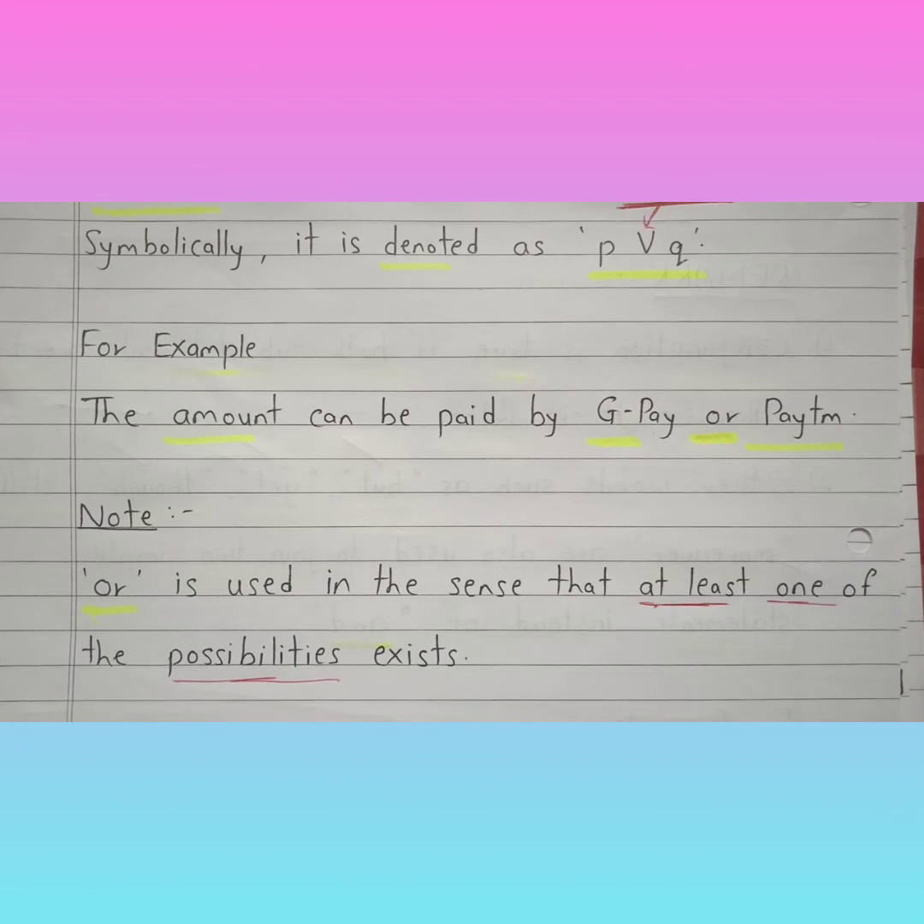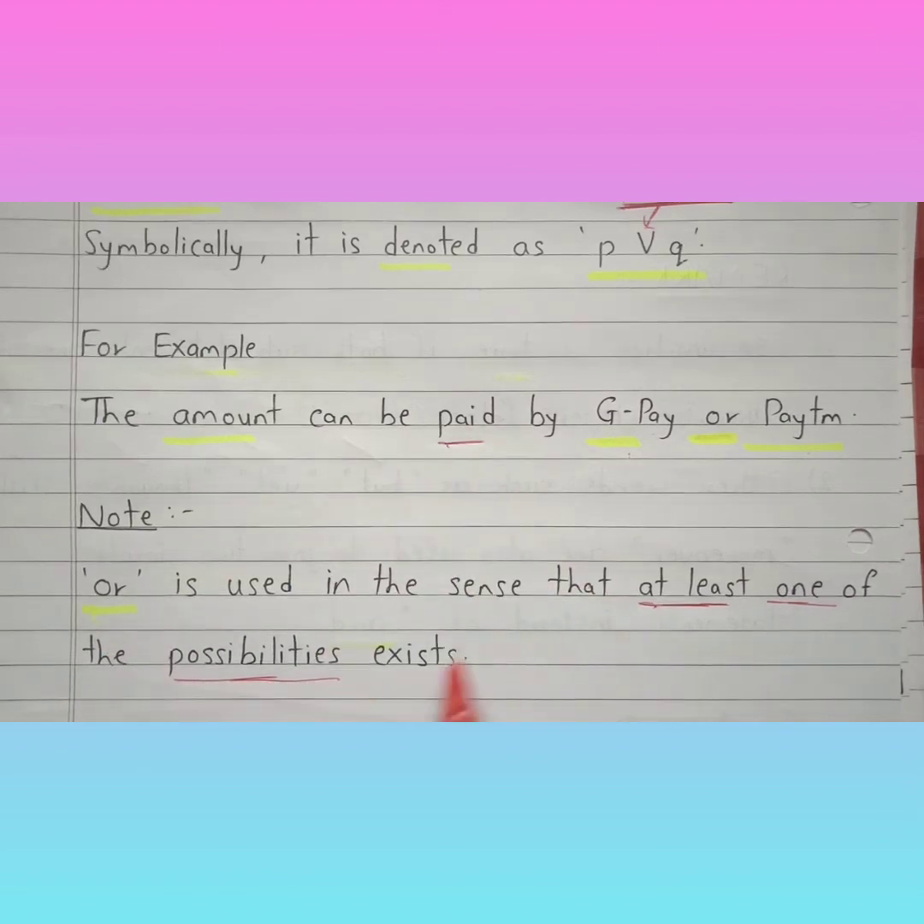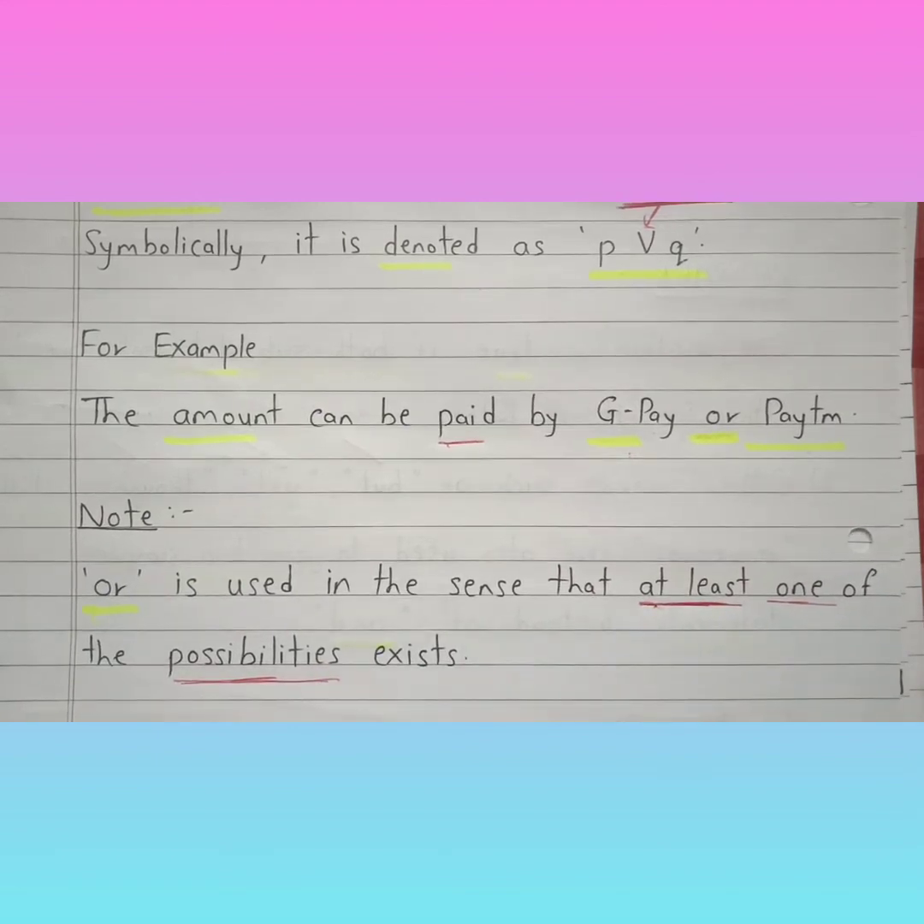Let's go to the example. Here you can either pay by GPay or pay by Paytm, so at least one. If you have GPay, no problem, you can pay the amount. If you have Paytm, still no problem, you can pay by Paytm. If you have both, then you have a choice whether to pay by GPay or Paytm, but in that case also, paying the amount is possible. So or says that at least one of the possibilities exists.